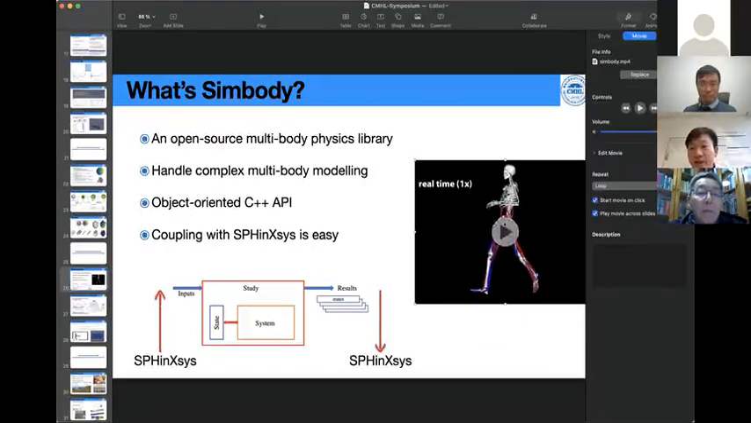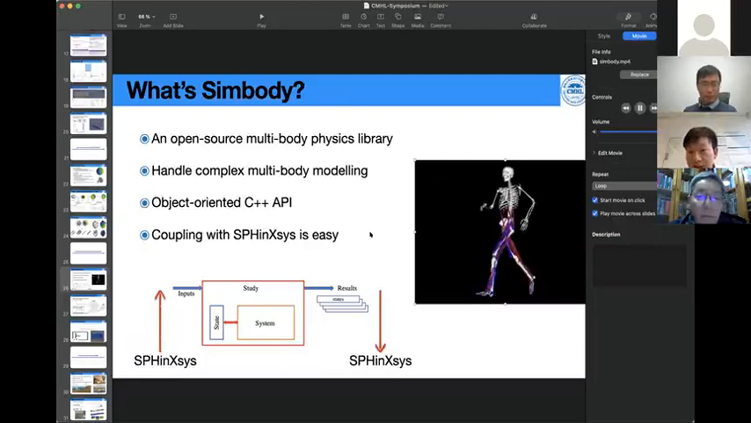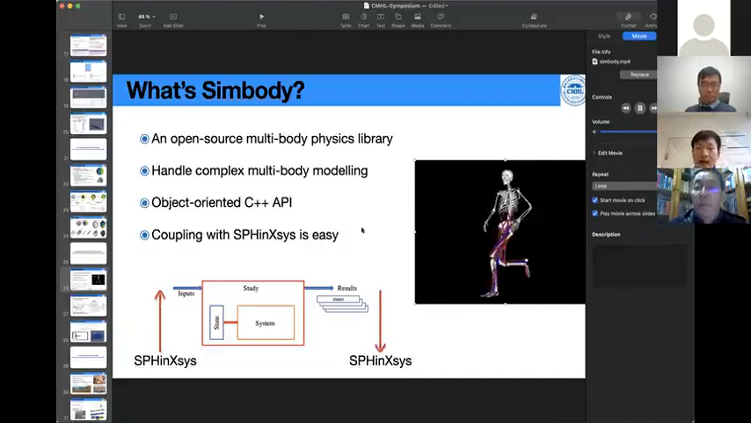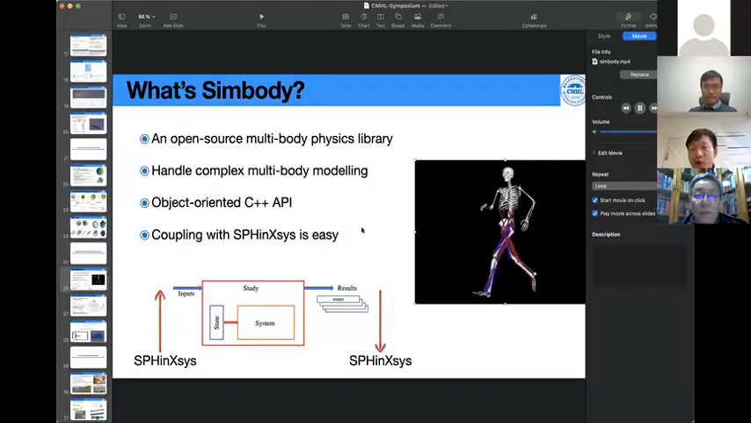For example, in this video, you can see it includes a lot of solid bodies. And we have bones and even the muscles. So it deals with multi-body dynamics. If we're coupling the SPH method with the same body, it means that we can deal with fluid interaction with multi-body dynamics, not just a single body.